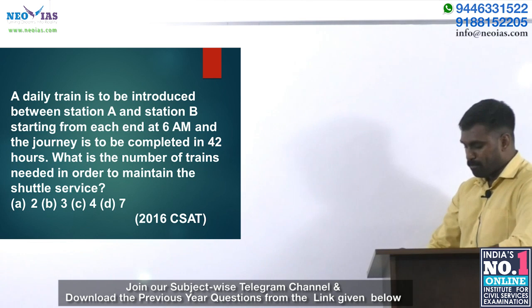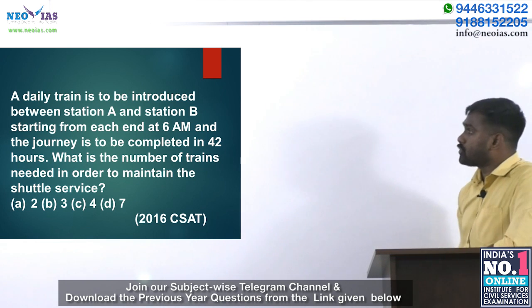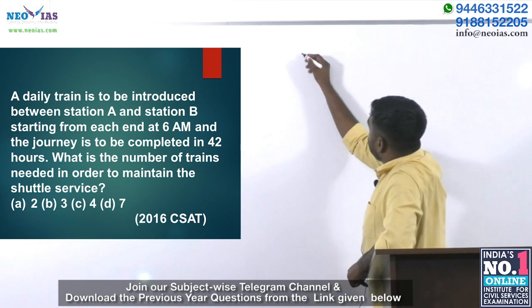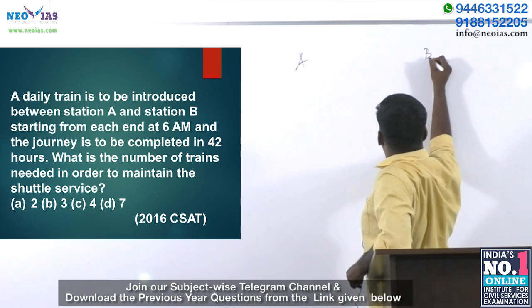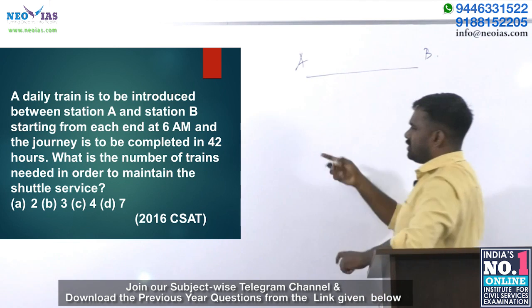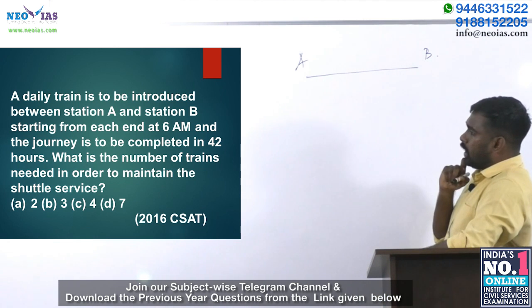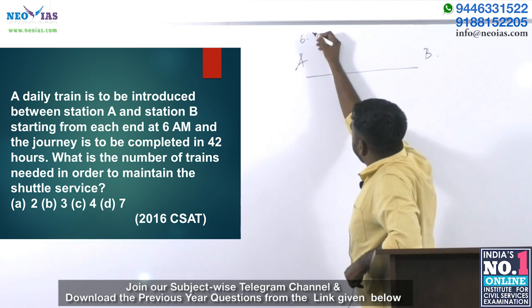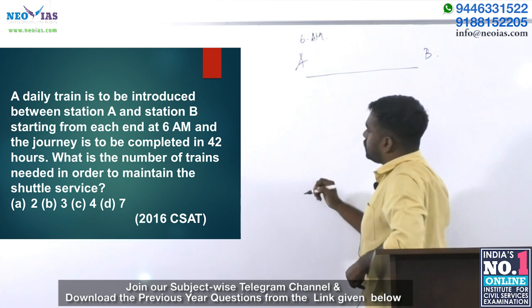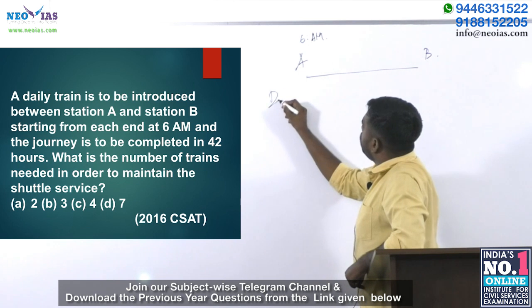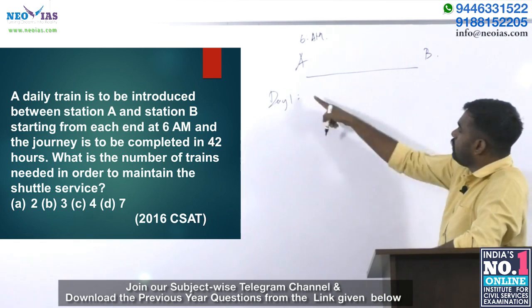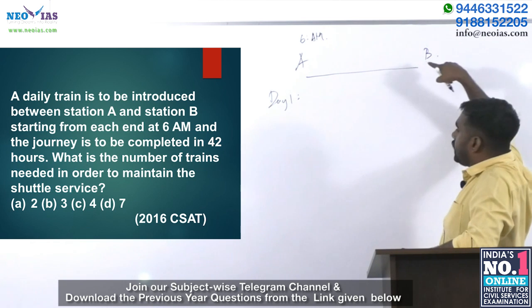The next one: a daily train is to be introduced between station A and station B. Again, station A and station B. This is the distance, which is not given. A train leaves at 6 a.m. on day 1, right? So it will take 42 hours to reach station B.